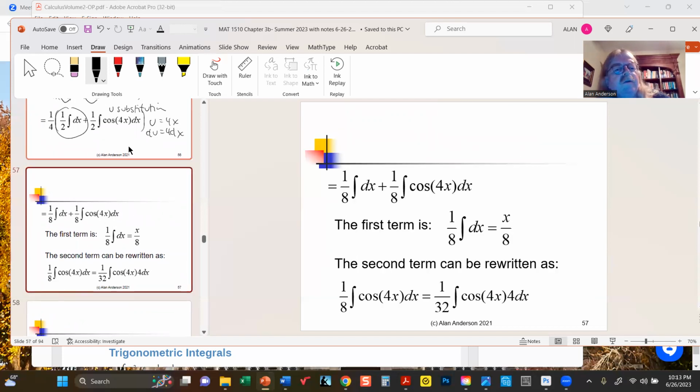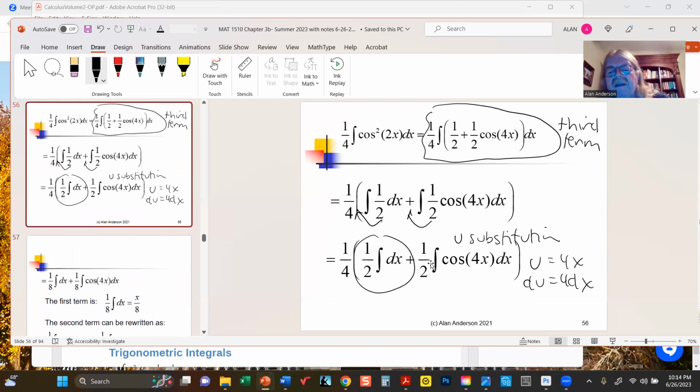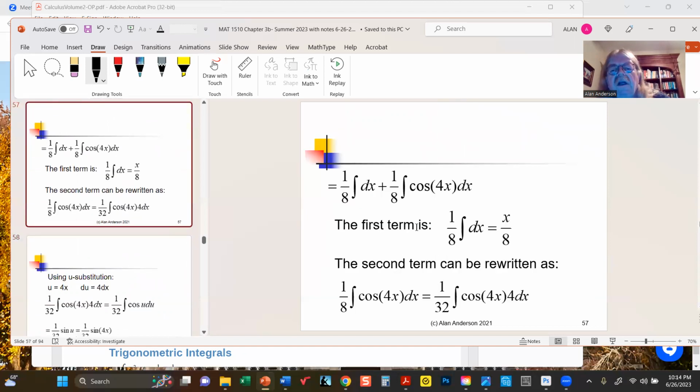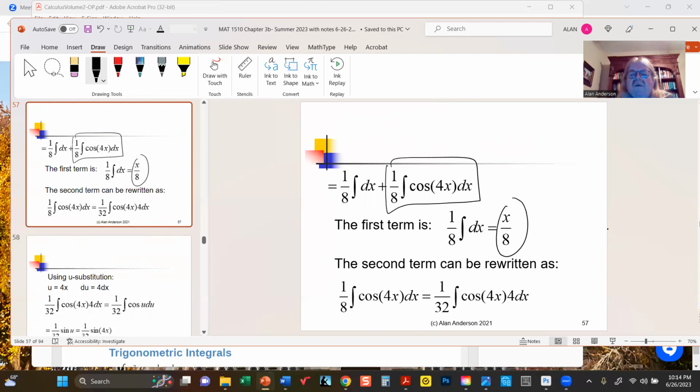So here, what I did here was I actually multiplied the 1/4 by these other constants. So we actually end up now with 1/8 dx plus 1/8 cosine 4x dx. The first term is just simply x over 8. This one, we're going to rewrite it as we're going to multiply by 4 and divide by 4. So in other words, 1/8 times a fourth is 1/32. So here's what we have.